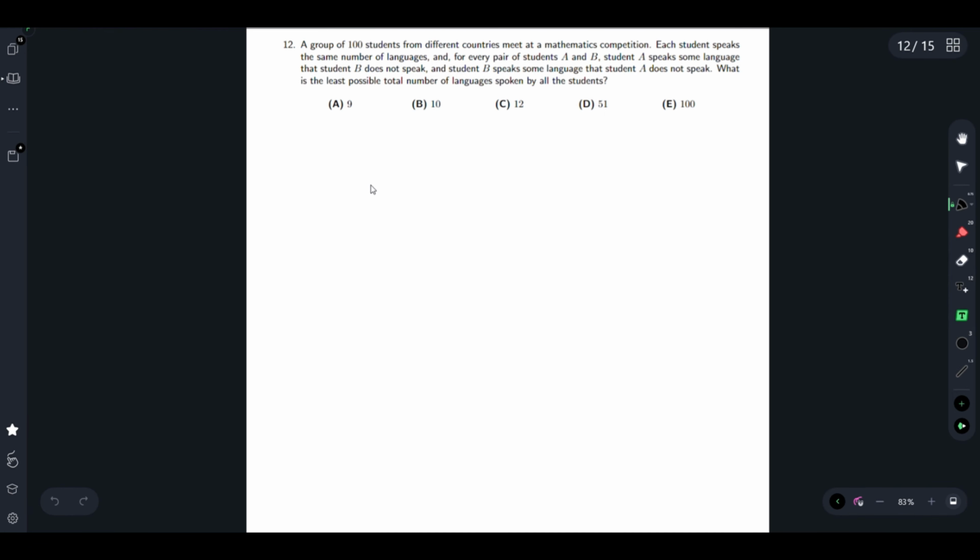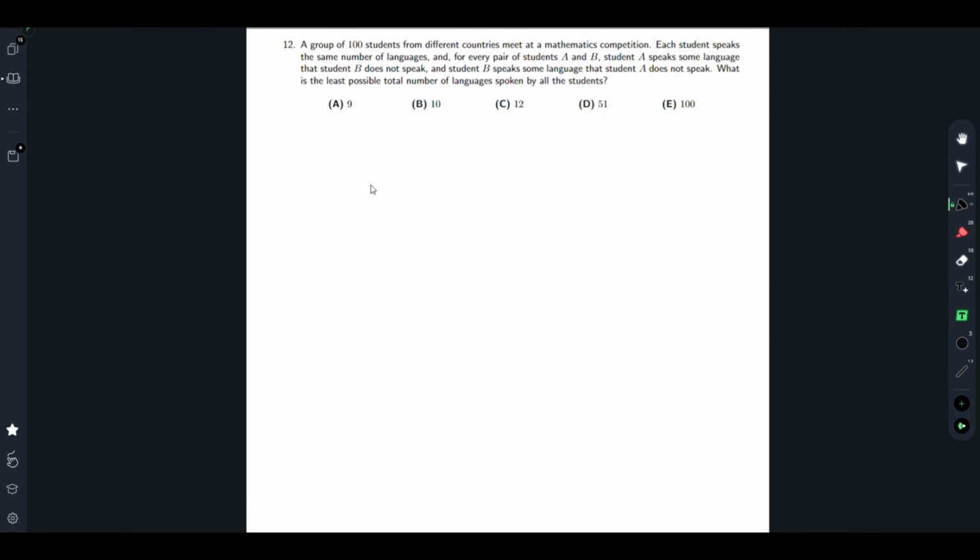Problem 12. A group of 100 students from different countries meet at a mathematics competition. Each student speaks the same number of languages, and for every pair of students A and B, student A speaks some language that student B does not speak, and student B speaks some language that student A does not speak. What is the least possible total number of languages spoken by all the students?